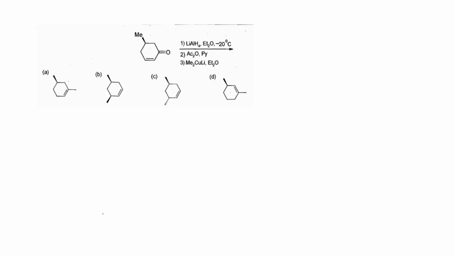They have given this product and added LiAlH4 at low temperature. What will happen in this case? LiAlH4 with an alpha beta unsaturated compound, what will happen? It will attack this beta position, this beta carbon. Now this methyl is already above the plane, so LiAlH4 will come from below the plane.